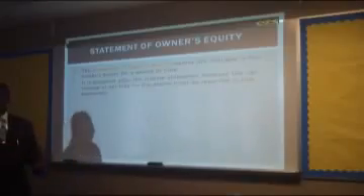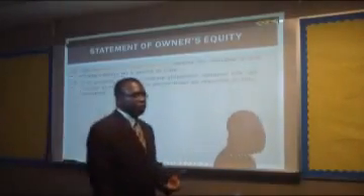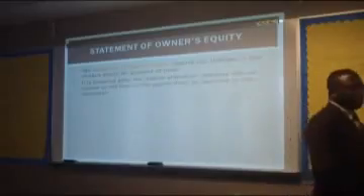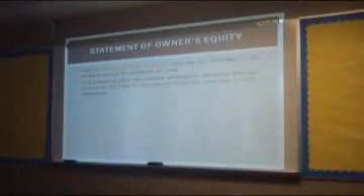The statement of owner's equity reports changes in owner's equity for a period of time. It is prepared after the income statement, because the net income or net loss for the period must be reported in this statement. We have to include it because it is his money. The profit of the company belongs to the owner of the business.